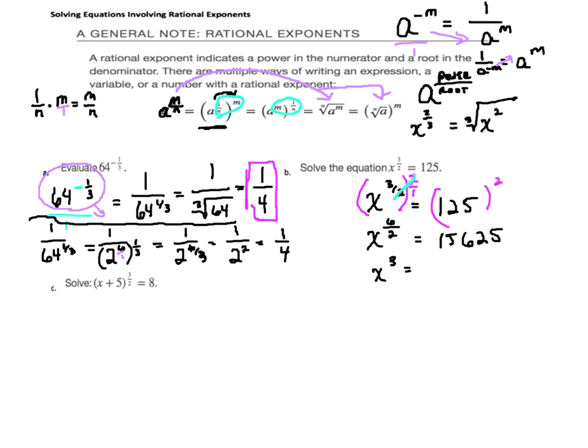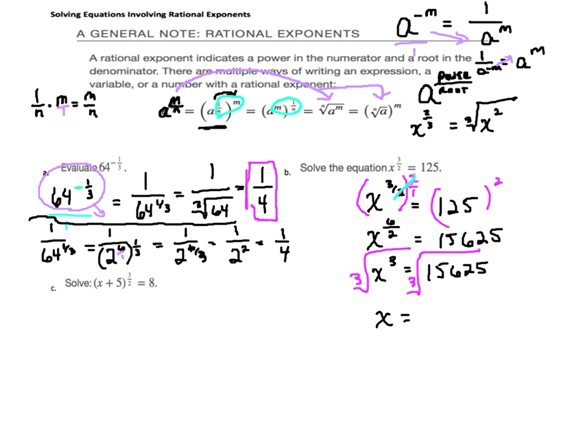So now I have x cubed is equal to 15,625. Now, when I want to undo something that's been cubed, I take the cube root, because cubing and taking the cube root are inverse operations of each other. So I take the cube root of both sides, and the cube root of anything cubed is just that thing.